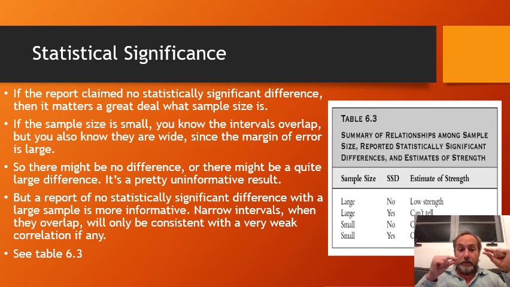And if they overlap, it's possible there's a correlation there, but if there is, it's going to be a very weak one, right? So that can be helpful. That can tell you something. And we have a little table 6.3 that summarizes these relationships. If you just get a report of a statistically significant or not statistically significant difference, but they don't give you the sample frequencies, this is what you can know from them, and it's honestly not a lot, right?